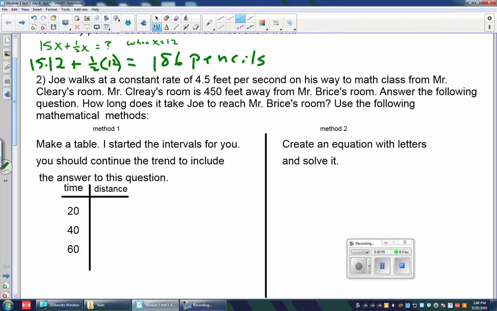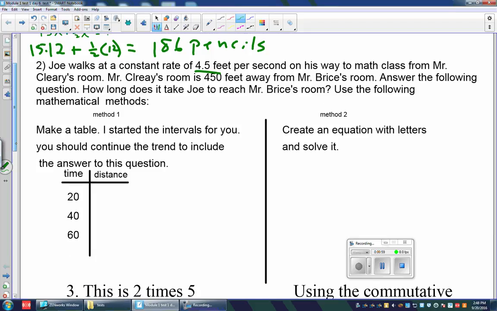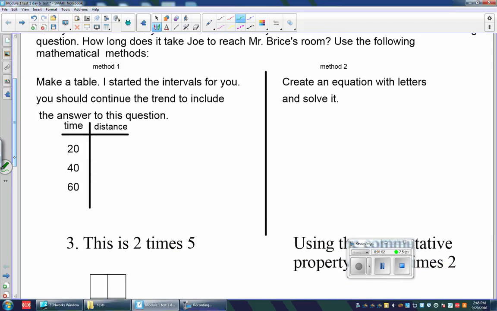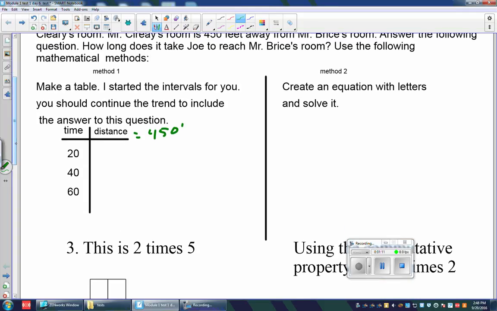Joe walks at a constant rate of 4.5 feet per second on his way to math class from Mr. Cleary's room. Mr. Cleary's room is 450 feet away. So we know that this distance has to be 450 feet, and it's going to be 4.5 feet per second. So distance equals rate times time. I told you needed to memorize that formula.